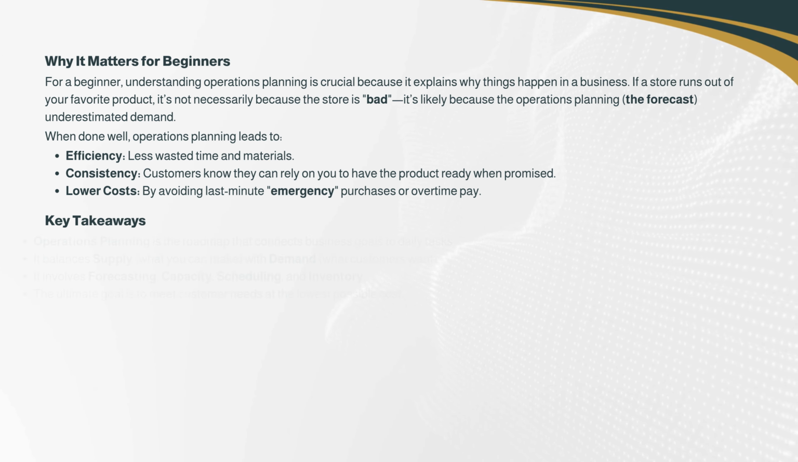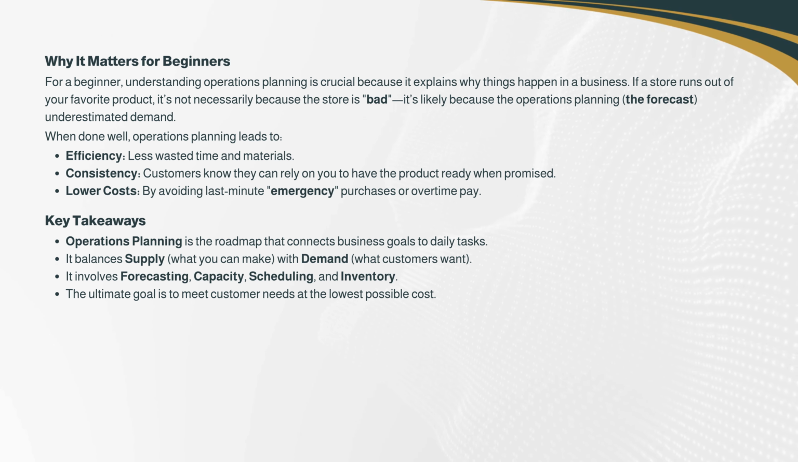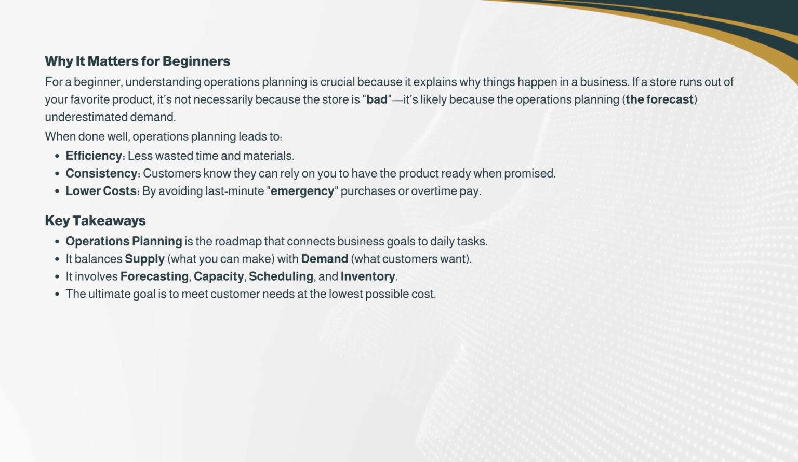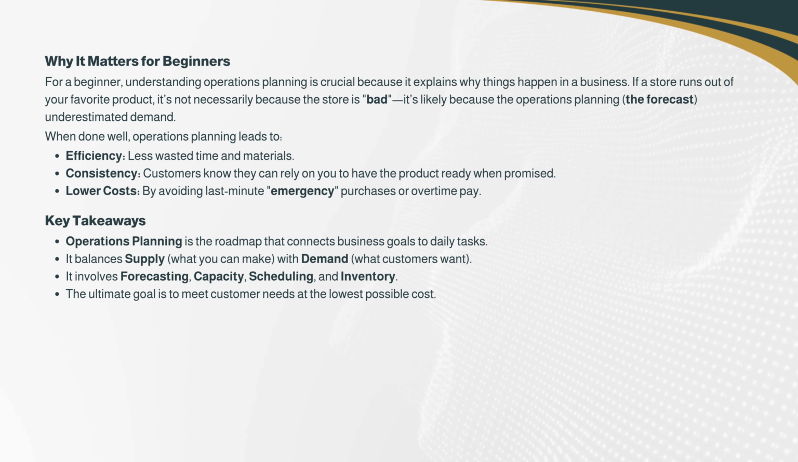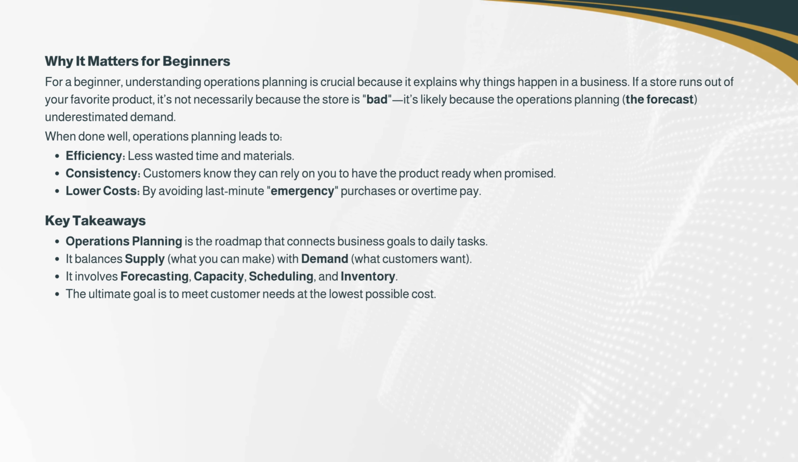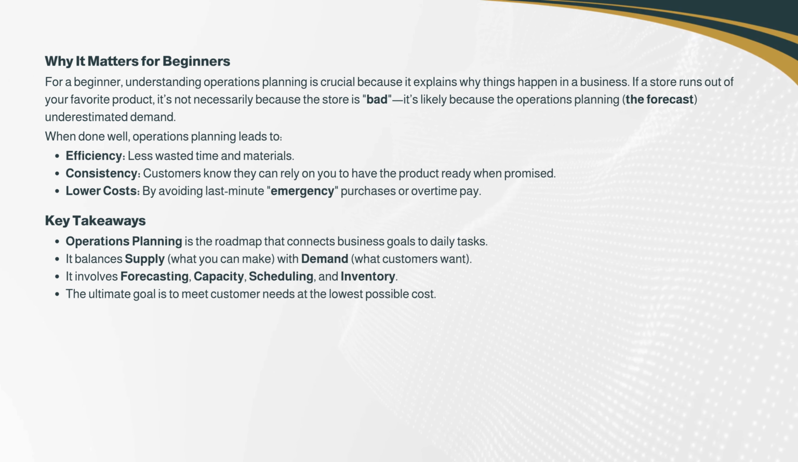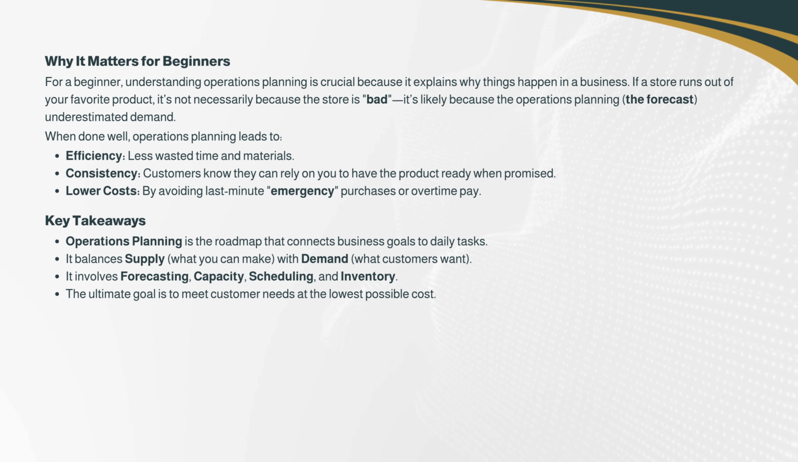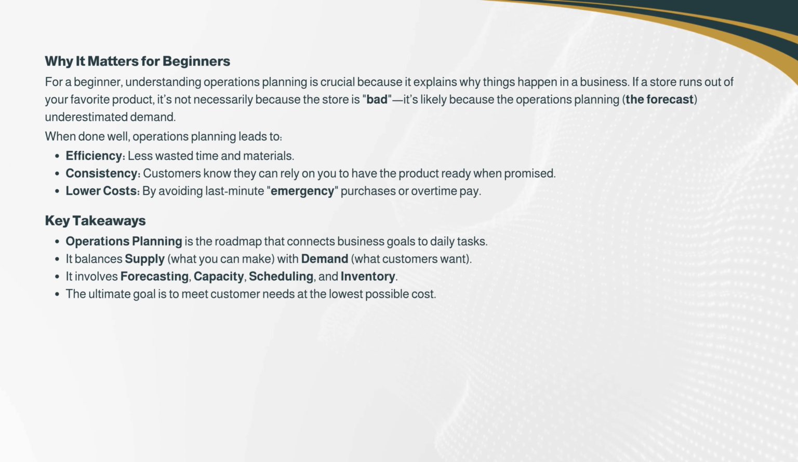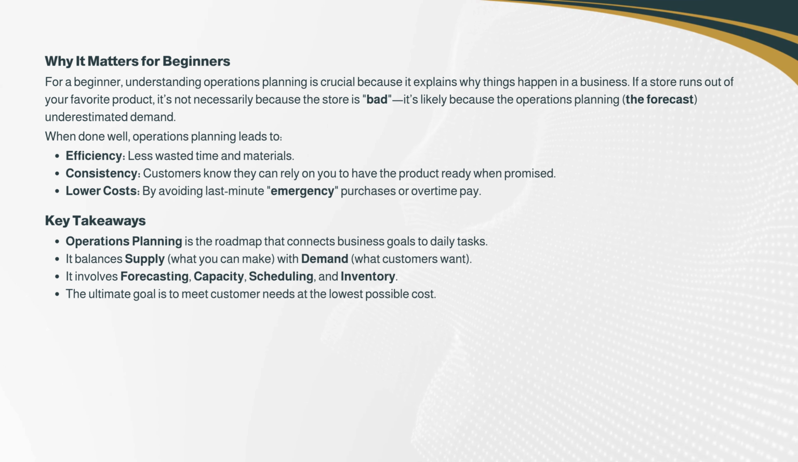Key takeaways. Operations planning is the roadmap that connects business goals to daily tasks. It balances supply, what you can make, with demand, what customers want. It involves forecasting, capacity, scheduling, and inventory. The ultimate goal is to meet customer needs at the lowest possible cost.